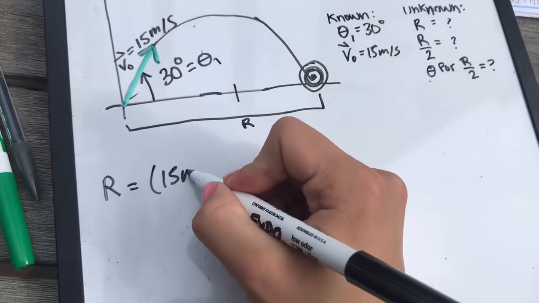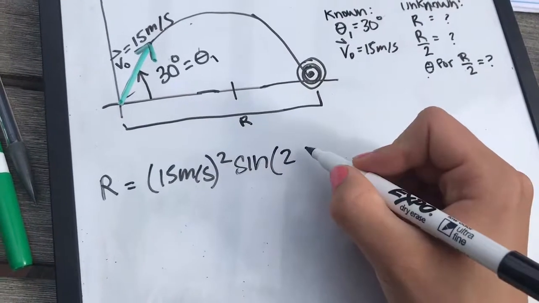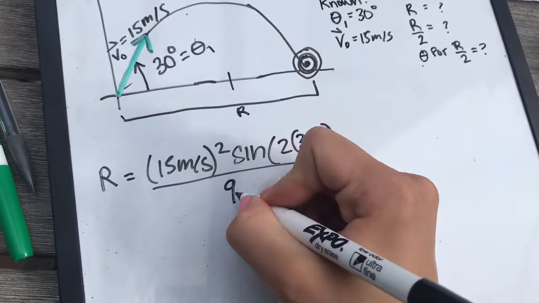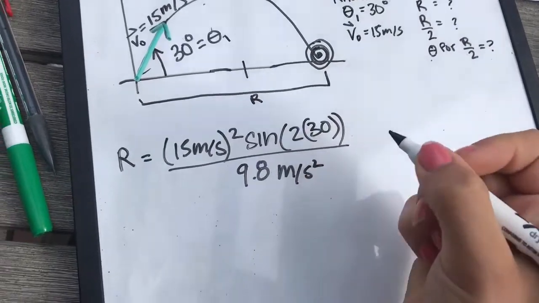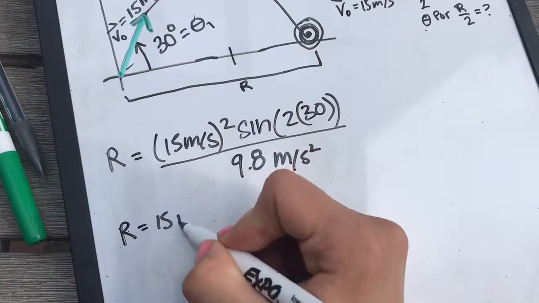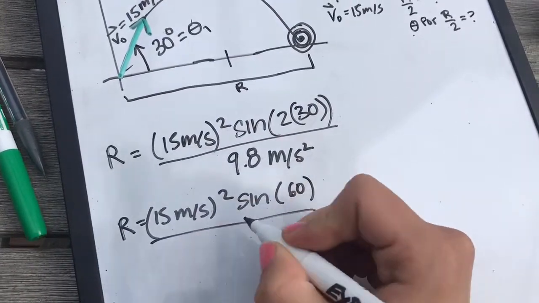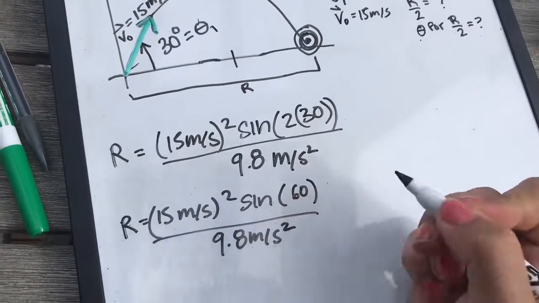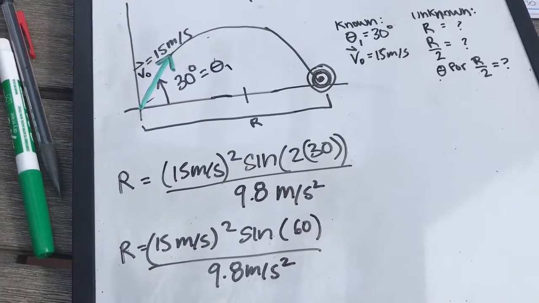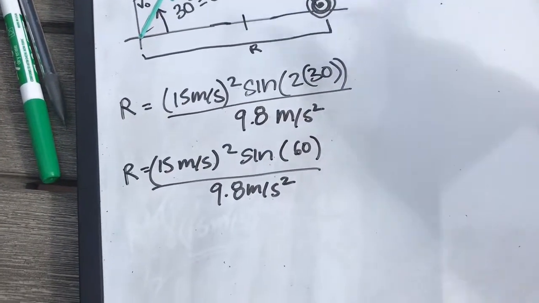We're just going to plug in what we know. Our initial velocity is 15 meters per second, and our angle is 30 degrees. So we're going to multiply it by 2, and our g is negative 9.8 meters per second squared. So once we have that, we can simplify. And I could simplify this more, but you'll see later that we're going to cross some things out. So what we really need to do now, once we have found R, is find R over 2.